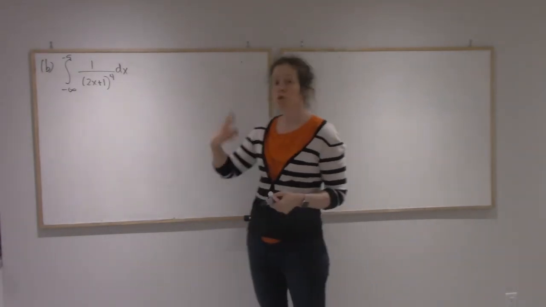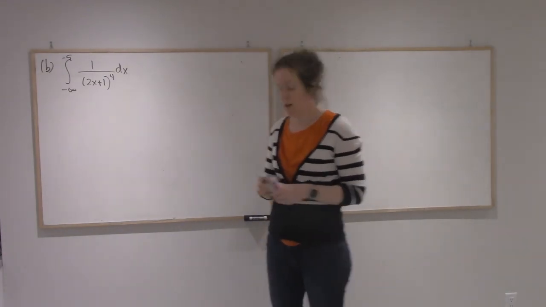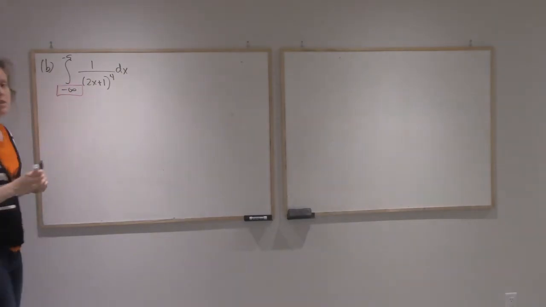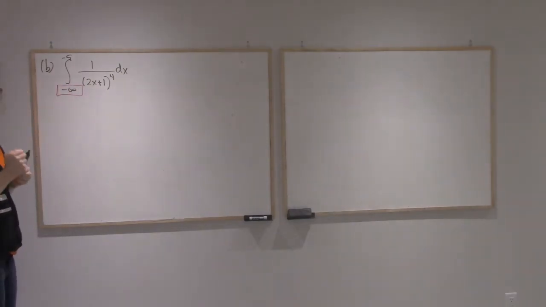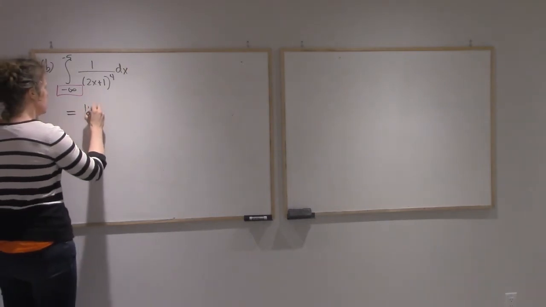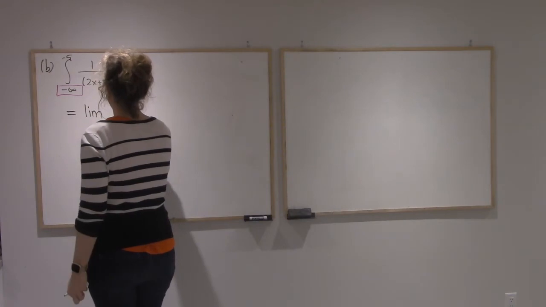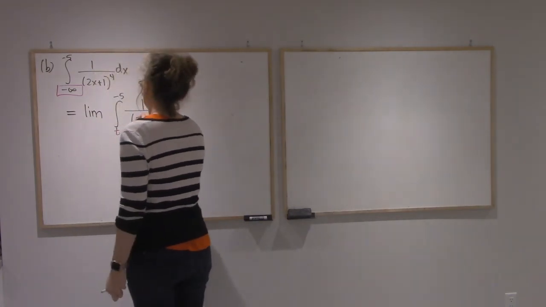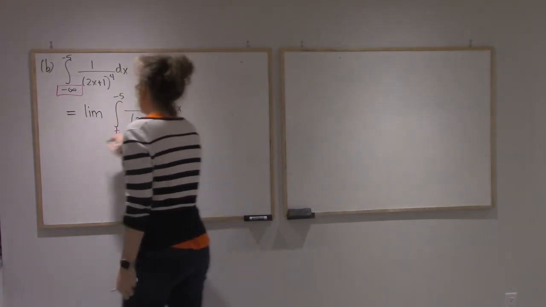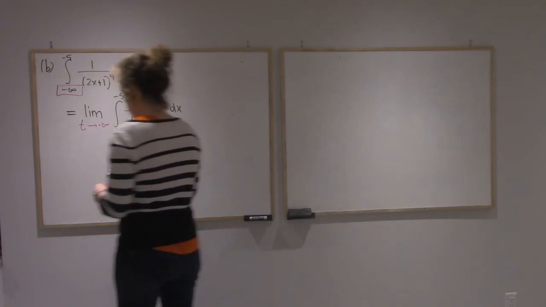We'll be solving two improper integrals of type 1. Here's the first one. I have minus infinity here. That means I need to replace that by t and take a limit. So this is going to be t. I'm going to have the integral from t to minus 5 of 1 over (2x plus 1) to the 4, as t goes to minus infinity.